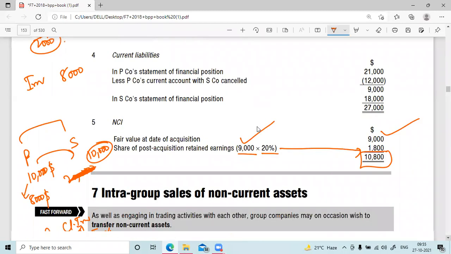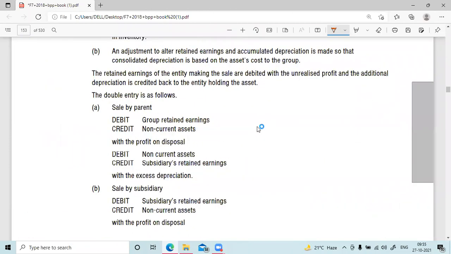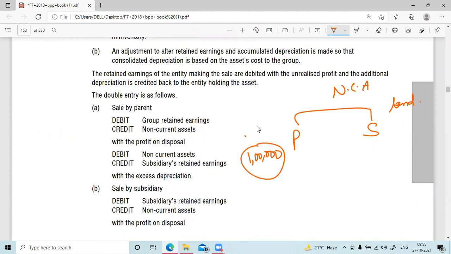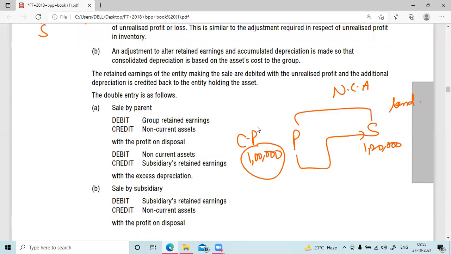Now, instead of inventory, you assume the parent has sold the subsidiary a non-current asset. Suppose the parent sold the subsidiary some land. That land the parent bought for 1 lakh, and that is the cost price. The parent sold this land to the subsidiary at 1,20,000. Now, this particular land, of course, will be in the group itself. Tell me yes or no? Yes, sir. So this particular sale is between the parent and subsidiary. It's an intra-group sale. Yes, sir. So 20,000 of the profit will be nothing but unrealized profit.